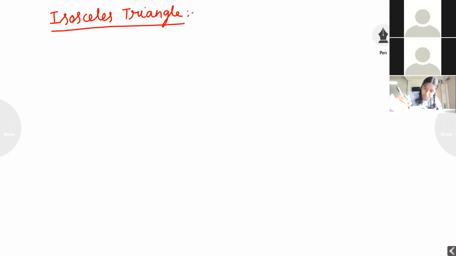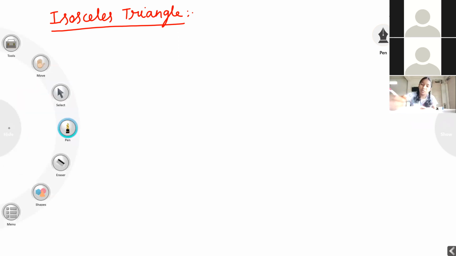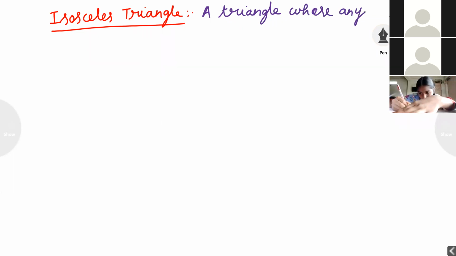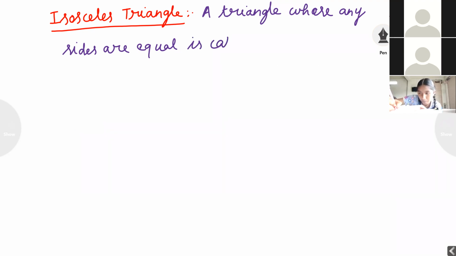Key heading, isosceles triangle. A triangle whose any two sides are equal is called an isosceles triangle.